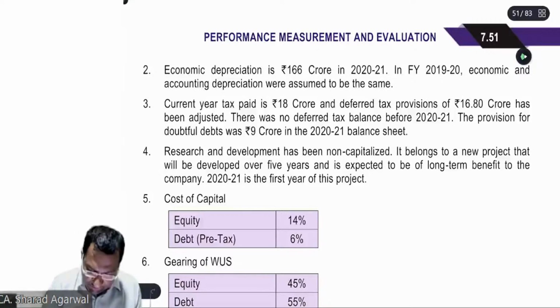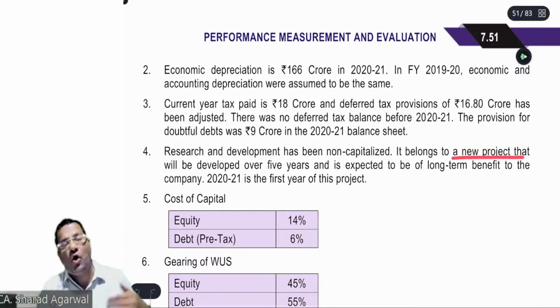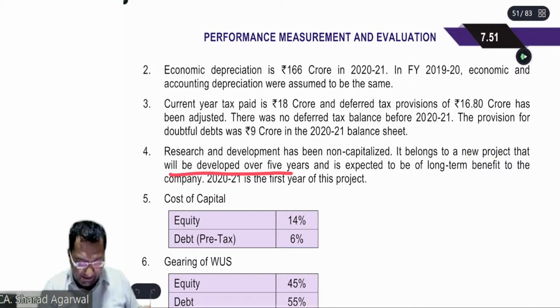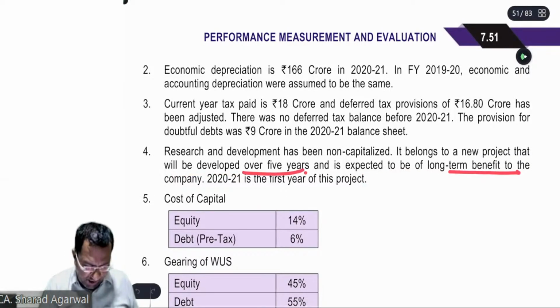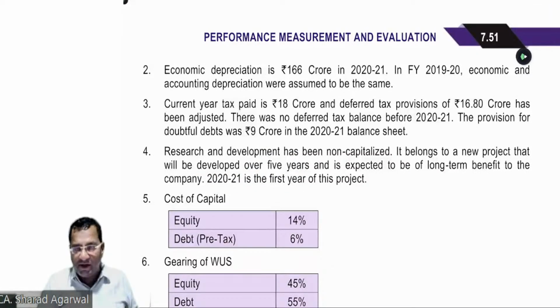Read it, it is written that this new project will be developed over 5 years. It will take 5 more years and then it will provide us long-term benefit. And in these 5 years, 2021 is the first year of the project. It doesn't mean that the benefit is being received from today, beta. The benefit will start being received 4 years from today.